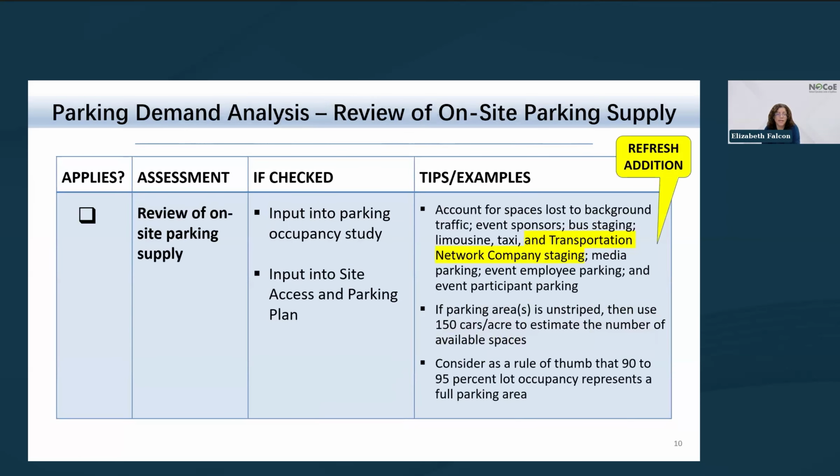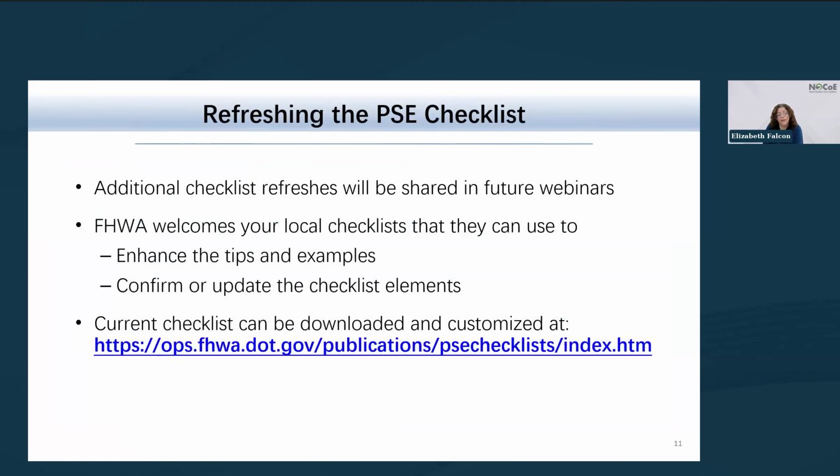For the review of on-site parking supply assessment checklist element, the FHWA PSE team intends to add TNCs within the tips and examples column. These are your Uber and Lyft demands, which are becoming increasingly critical when considering on-site parking supply. As David noted, the December 2024 PSE Spotlight webinar highlighted refreshes to the first checklist component, initial planning activities. In future webinars, additional planned refreshes will be shared.